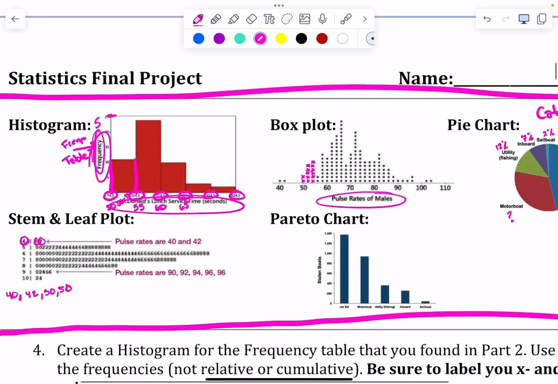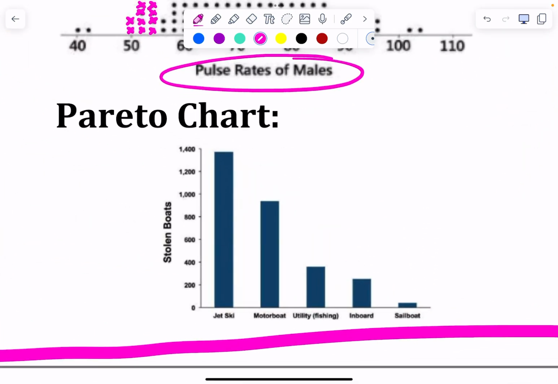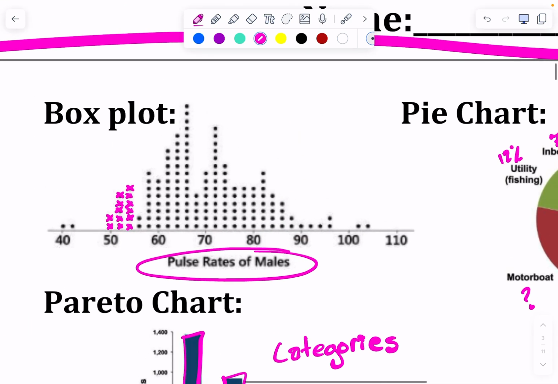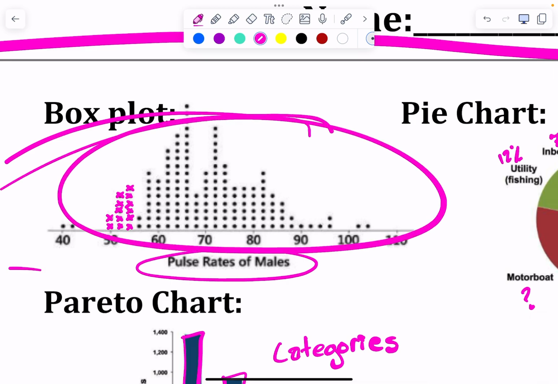Got it? Pareto chart. What's the most significant piece of information about a Pareto chart? The order. You go from highest to lowest. And the bars do not touch. Why do the bars not touch? Because they're not correlated. These are categorical, categories, not intervals of quantitative data that touch each other.